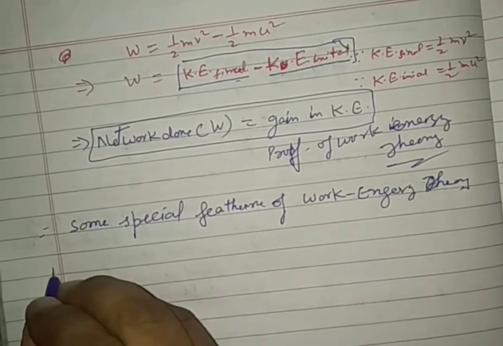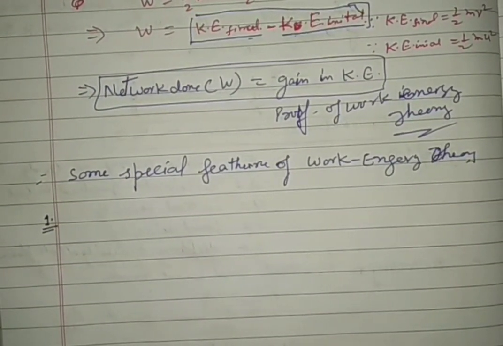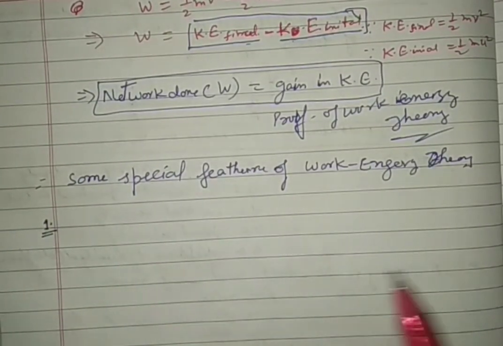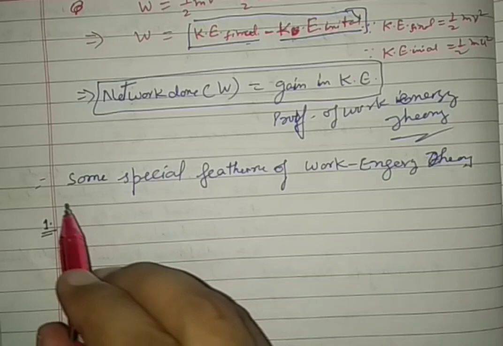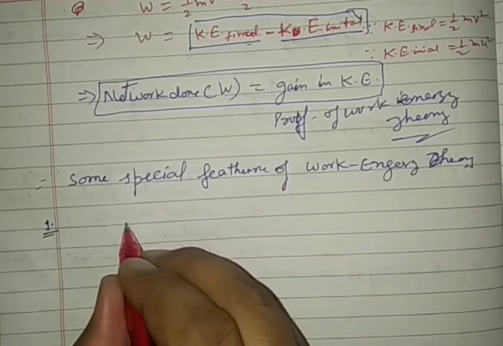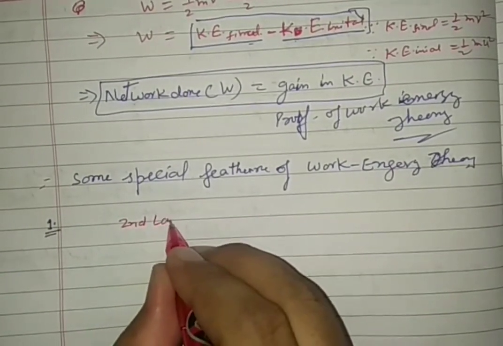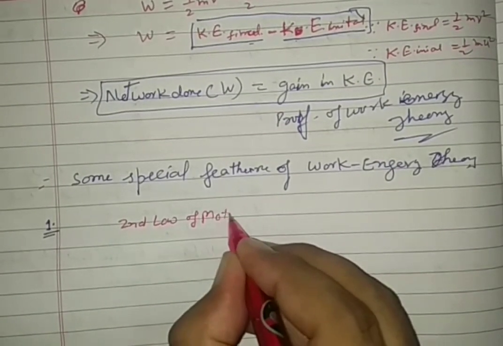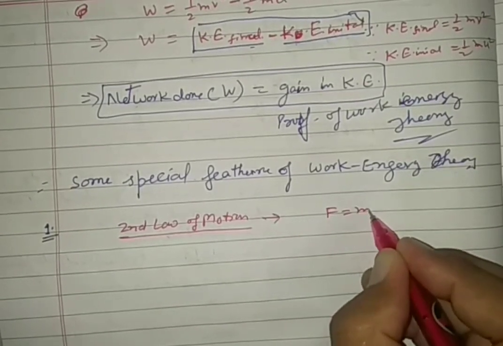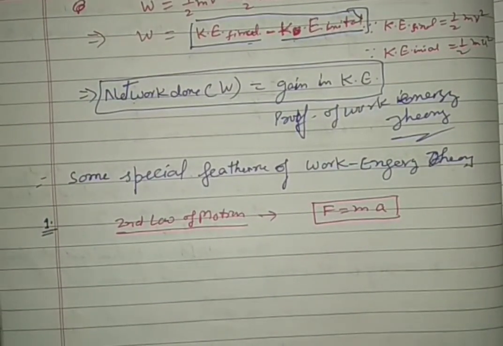See some special feature here carefully. See carefully what I am going to explain here in the speciality of the work energy theorem. So let us see carefully in this case. Let's see in second law of motion. Second law of motion is a mathematical relation between force and acceleration. Is it clear?